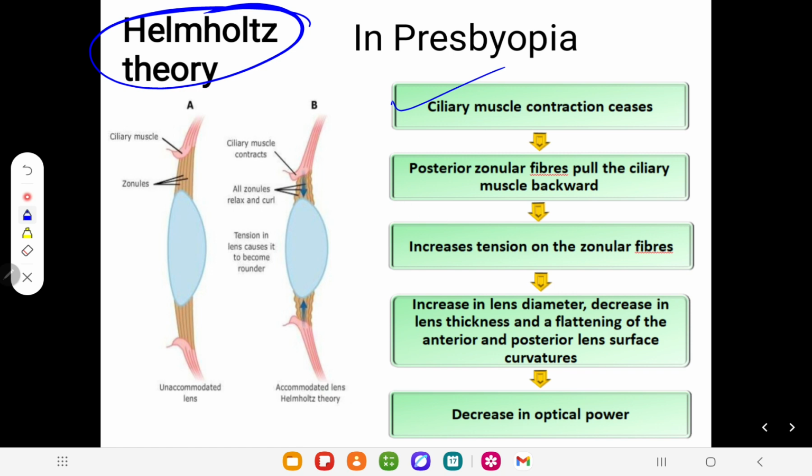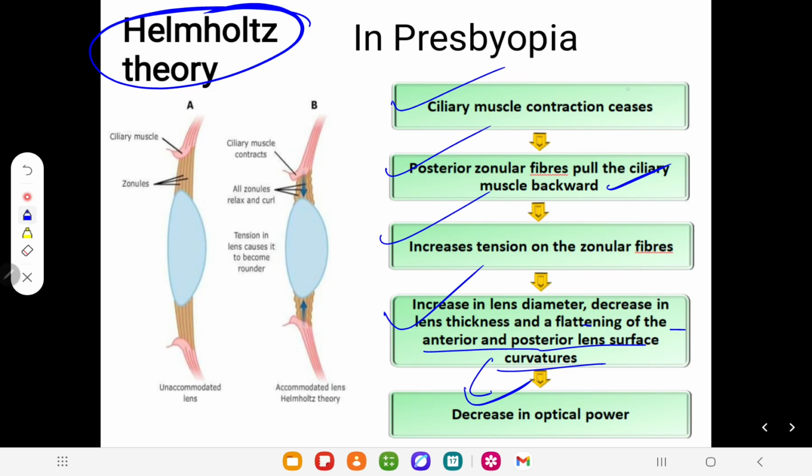After ciliary muscle contraction ceases, the posterior zonular fibers pull the ciliary muscle backward. At that point, there is an increase in tension on the zonular fibers. After that, there is an increase in lens diameter, a decrease in lens thickness, and flattening of the anterior and posterior corpus surface. That overall causes a decrease in optical power.